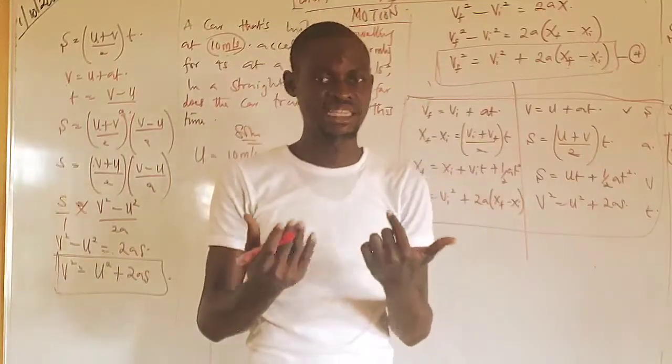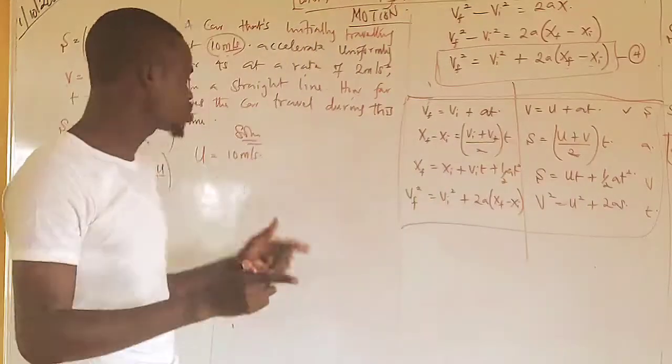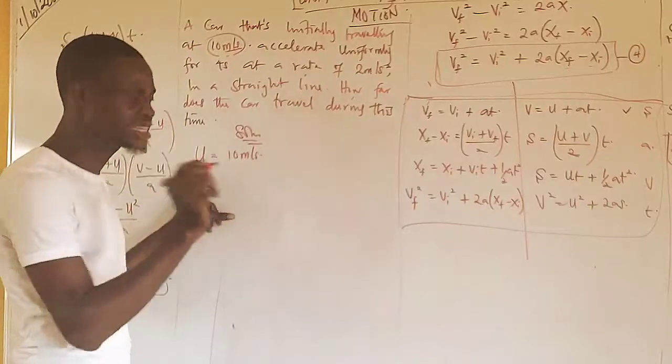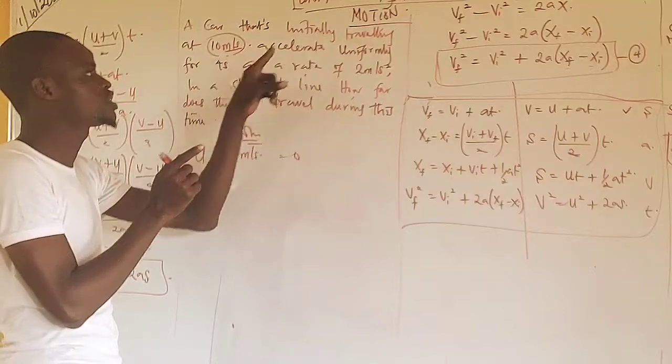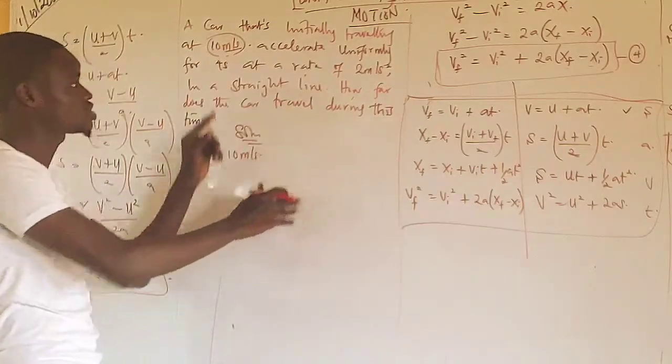When they say the car is starting from rest, it simply means that the car has an initial velocity, but in that case, it will be equal to 0. That is when it says from rest. But here, they've given us that it is traveling with an initial velocity of this.